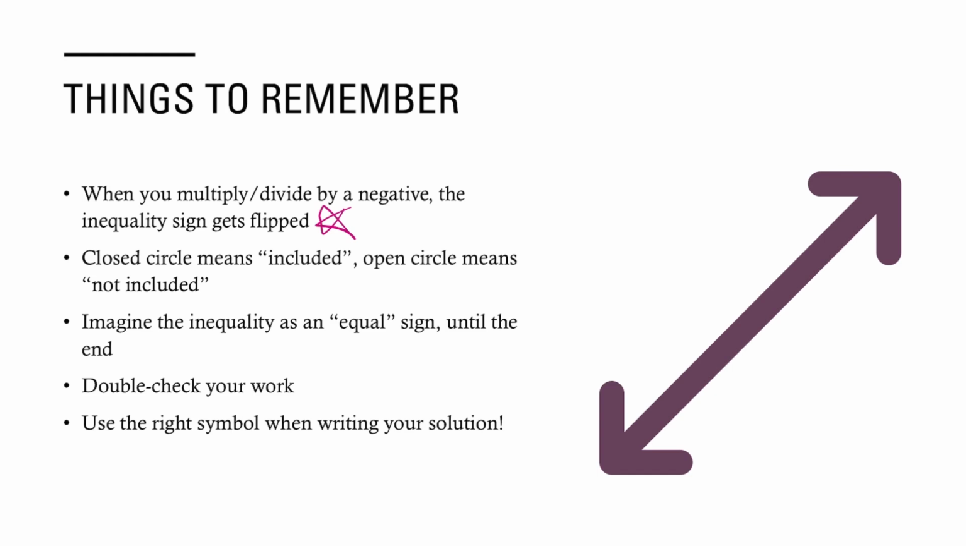Closed circle means included. Open circle means not included. This is something that students mess up with all the way through high school. Just take an extra moment and make sure you have the right circle when you draw it. You can imagine the inequality as an equal sign if it helps you to solve it, but just remember to have the correct sign in your final answer.